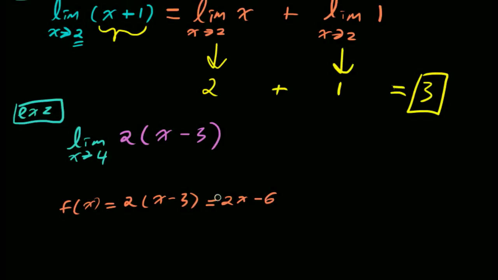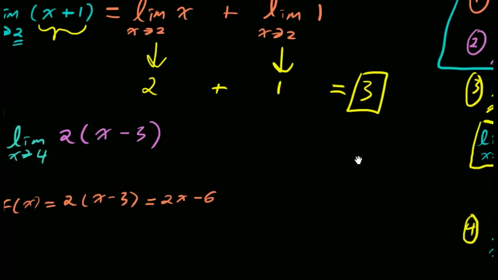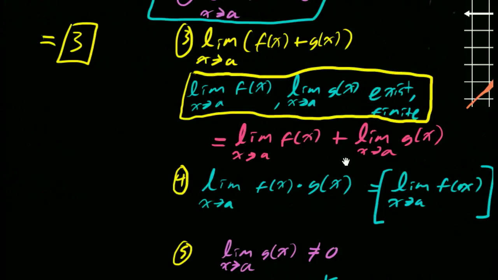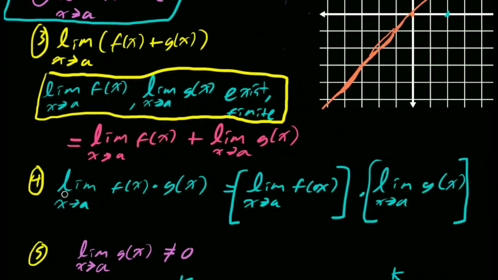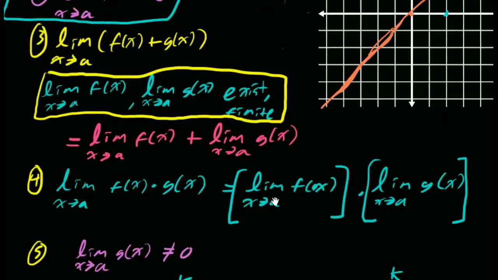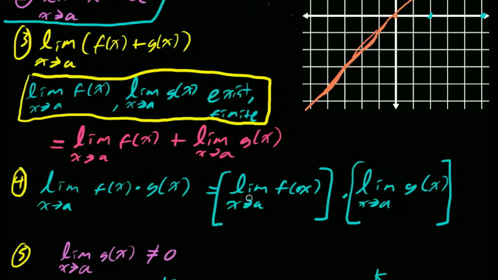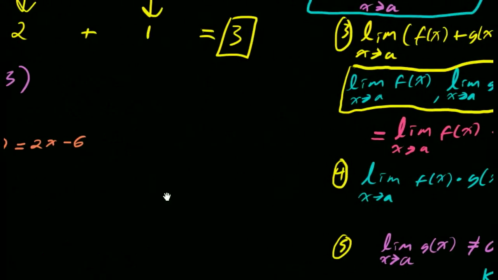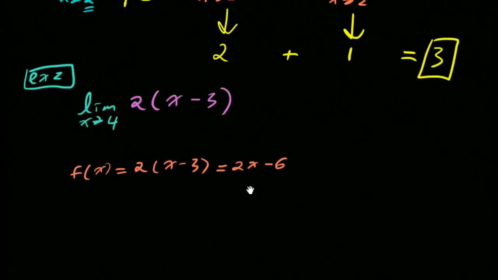And that's a perfectly reasonable thing to do here. But what we're going to do in this function is we're actually going to use the fourth limit property that we talked about in the last video, where we said the product of two limits, the limit as x approaches a of f of x times g of x, is the same thing as the limit as x approaches a of f of x times the limit as x approaches a of g of x. So let's go ahead and use that limit property to evaluate this limit.